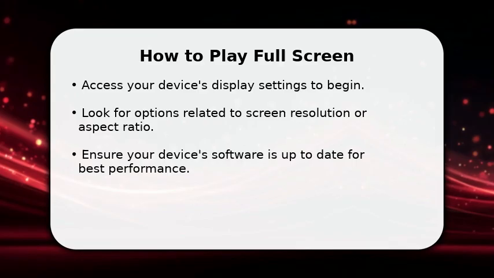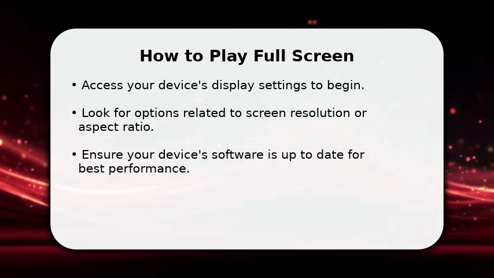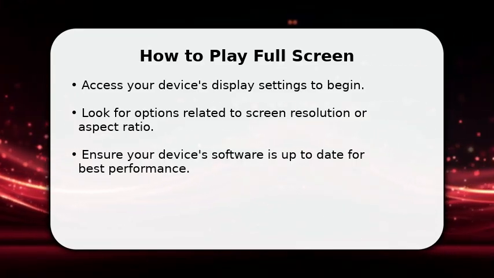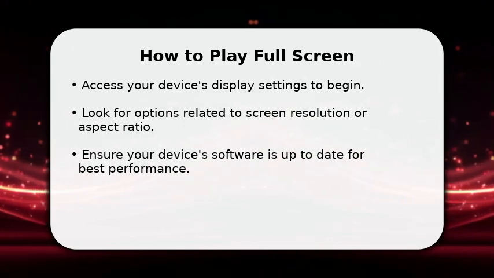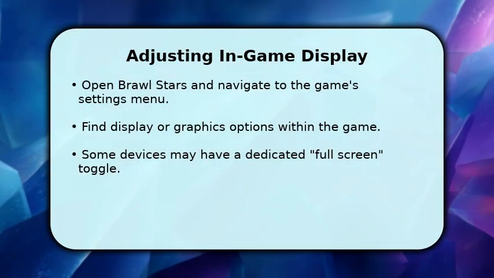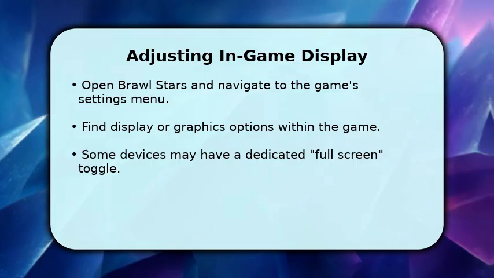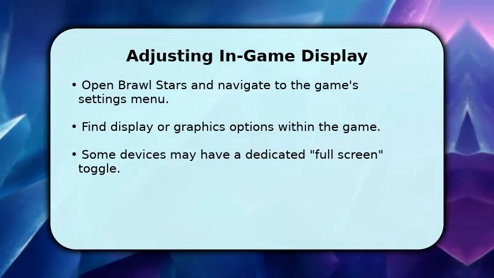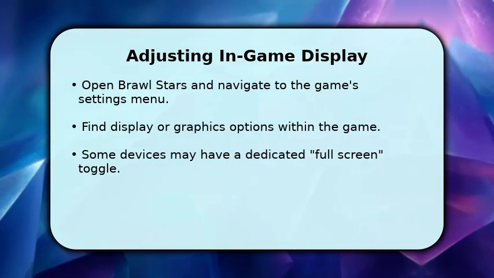Making sure your device's operating system is updated to its latest version can also help ensure compatibility and the best possible display options for your gaming experience. Next, open the Brawl Stars application itself. Once inside the game, tap on the three lines icon, typically located in the top right corner, to open the main menu. From there, select Settings.